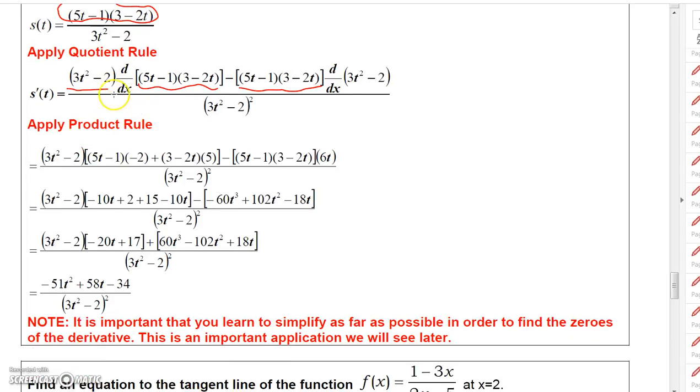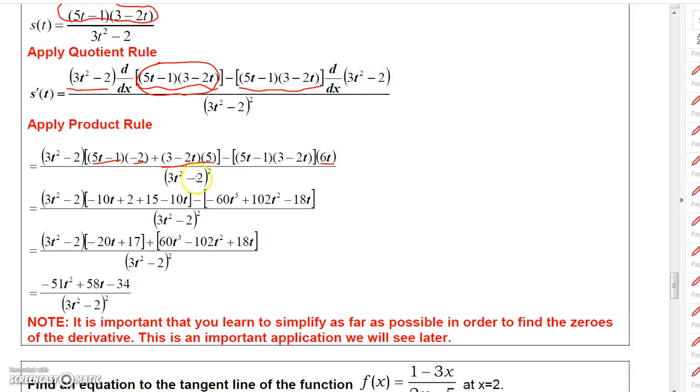Okay, so now here, to get this derivative, I actually have to use the product rule. So let's do the product rule on this to get the derivative. So I take 5t minus 1, and then I multiply by the derivative of 3 minus 2t, which is negative 2. And then I take 3 minus 2t and multiply by the derivative of 5t minus 1, which is 5. And so I use the product rule there. And then over here, it's actually easier because I just bring this down, and then I have to get the derivative of 3t squared minus 2, which is just 6t.